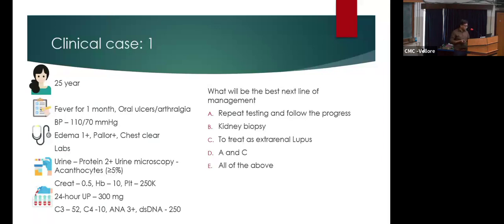A 25-year-old female presents with fever for 1 month with oral ulcers and arthralgia, and blood pressure of 110/70. She had edema of lung plus, pallor 1+, and the chest is clear. On laboratory evaluation, urine shows 2+ proteinuria, acanthocytes more than 5%, creatinine is 0.5, hemoglobin 10, and platelets 2,50,000. 24-hour urine analysis shows 300 milligrams. Complements are low, and ANA and dsDNA are both positive. So what will be the next line of management?